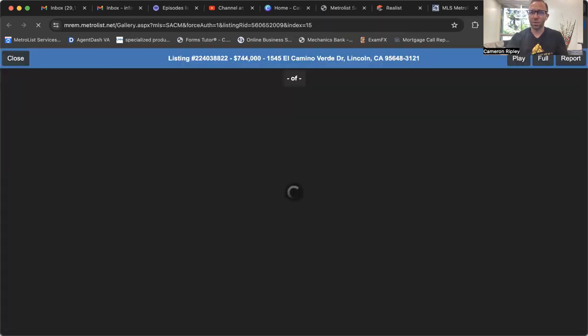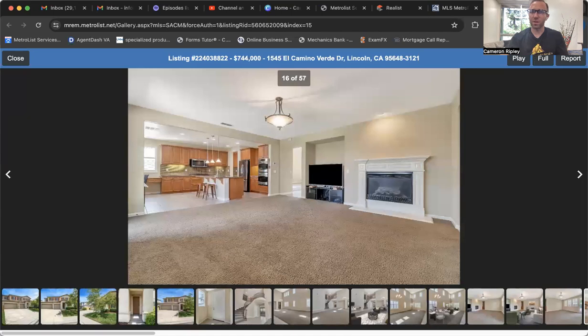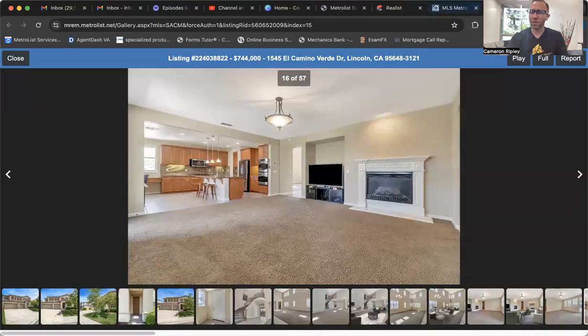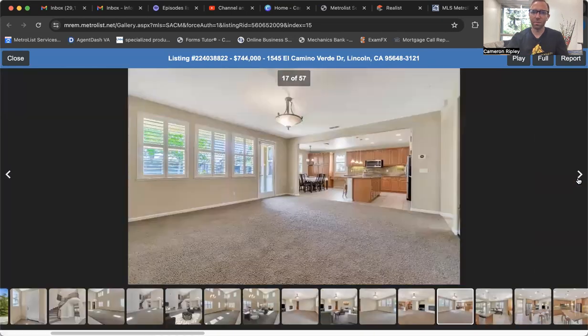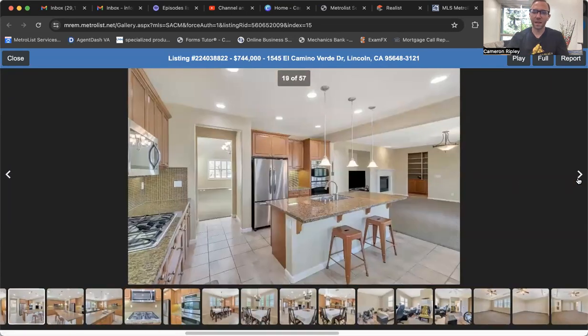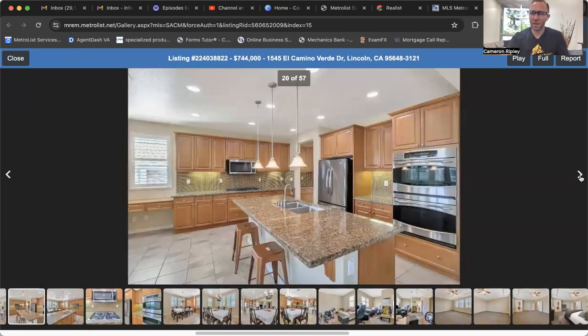This looks somewhat original. If we're on Zoom, I don't know if you can see that. If I open a new tab, it sometimes doesn't show it. I've just got carpet in the living room. None of this looks really that updated. It looks livable, right? Move-in ready, but it's not updated. I mean, it's nice countertops, it looks like it's in good condition, but not updated.